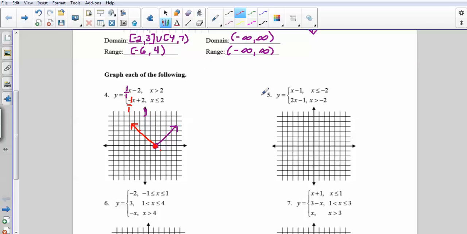Okay, next one. The first function, I'll go back to purple. The first function is y equals 1x minus 1. So starting at -1, do a slope of 1. And I only want this function if x is less than or equal to -2. So I better go back and make some more points over here.